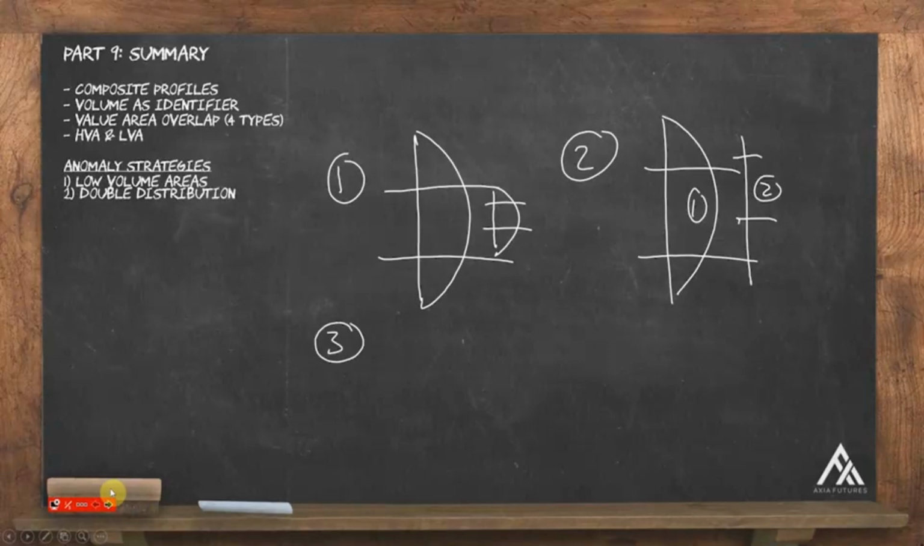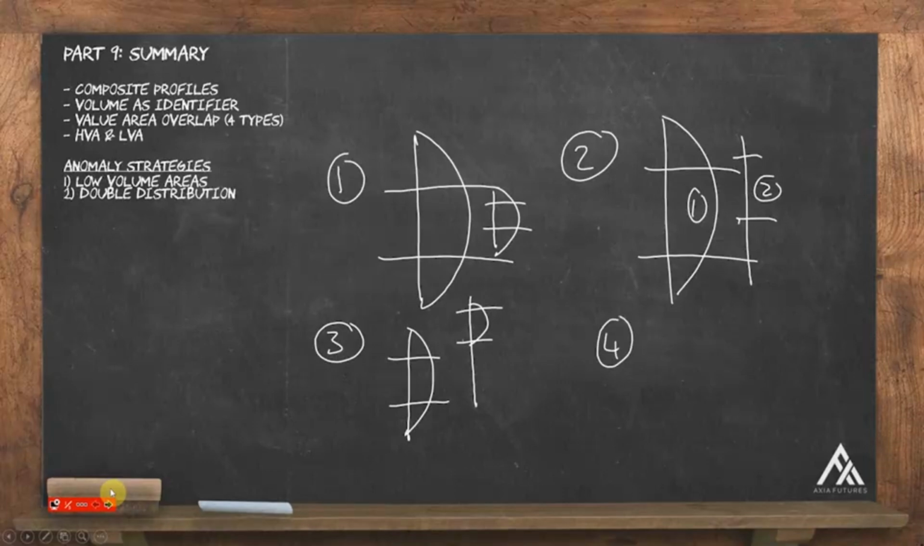We then moved on to play 3, where we said we had no overlap in terms of the value area, and we spoke about how this sort of play, again, showed us a little bit more directional conviction, as well as a little bit more impetus to move the market one way or the other.